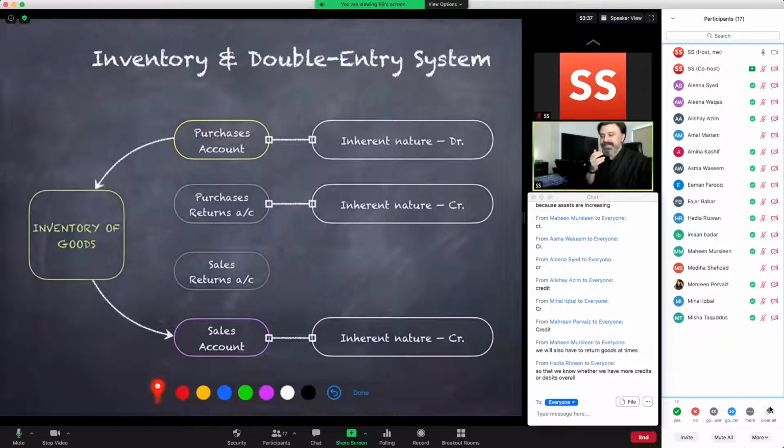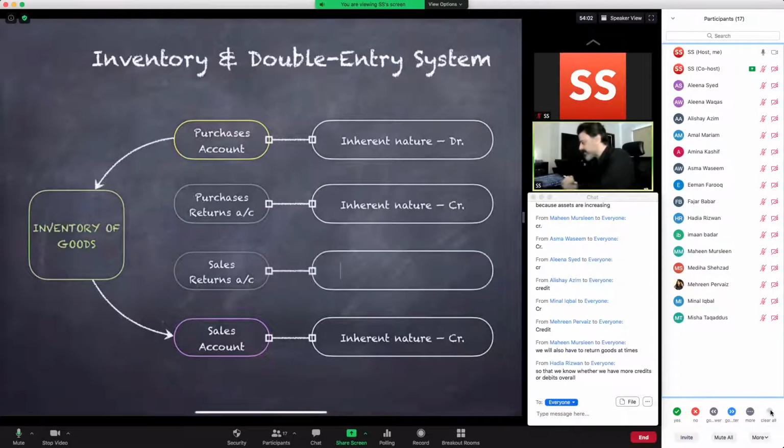Good. Amal and Madiha. Yes, Hadia. Yes. Hadia has come up with an explanation. Yes, Hadia. Let me explain what Hadia means in a bit. Let me just define sales returns first, and then I will explain what Hadia has meant here in this point in the chat.